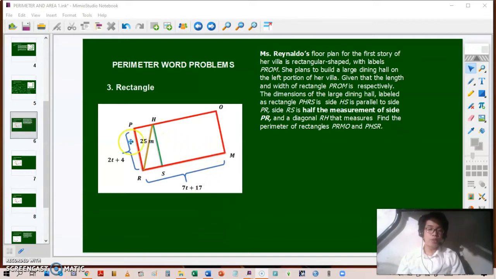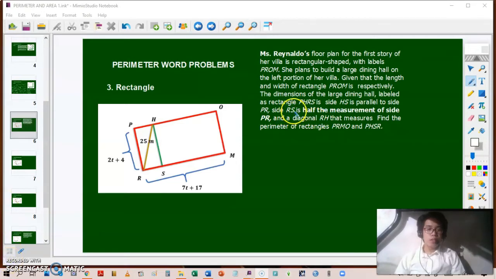We have the measurement of side PR, or the length, which is 2t plus 4, and the width of the bigger rectangle, side RM, is 7t plus 17. And we also have the diagonal of the smaller rectangle PHSR. It's 25 meters. So the first step that we have to do, guys, is we have to first solve the value of RS. So how do we solve for the value of RS?